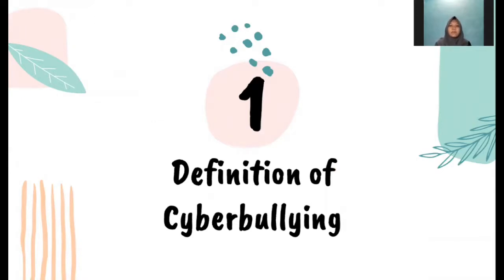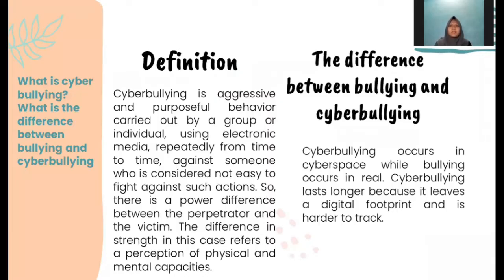Definition of cyberbullying. Cyberbullying is aggressive and purposeful behavior carried out by a group or individual using electronic media repeatedly from time to time against someone who is considered not easy to fight against such action. So there is a power difference between the perpetrator and the victim. The difference in strength in this case refers to a perception of physical and mental capacities.